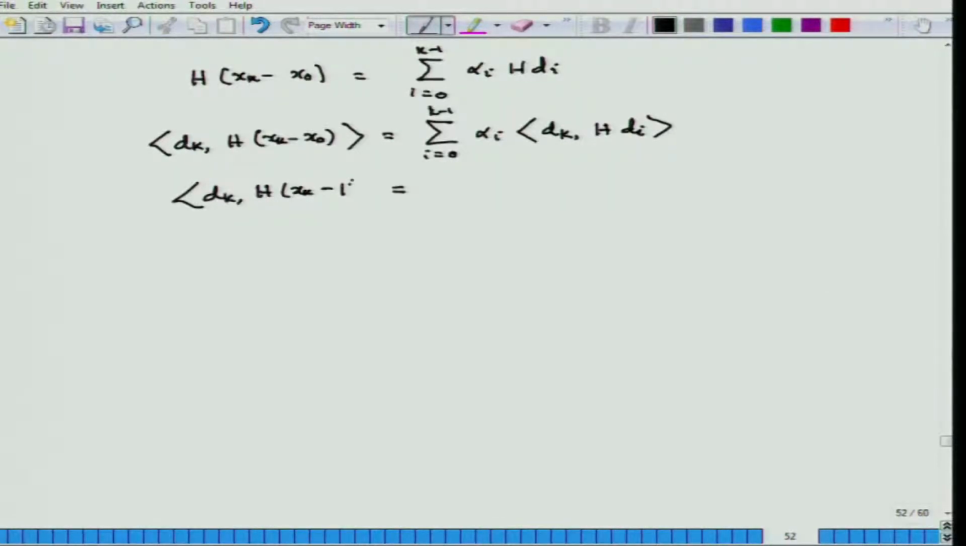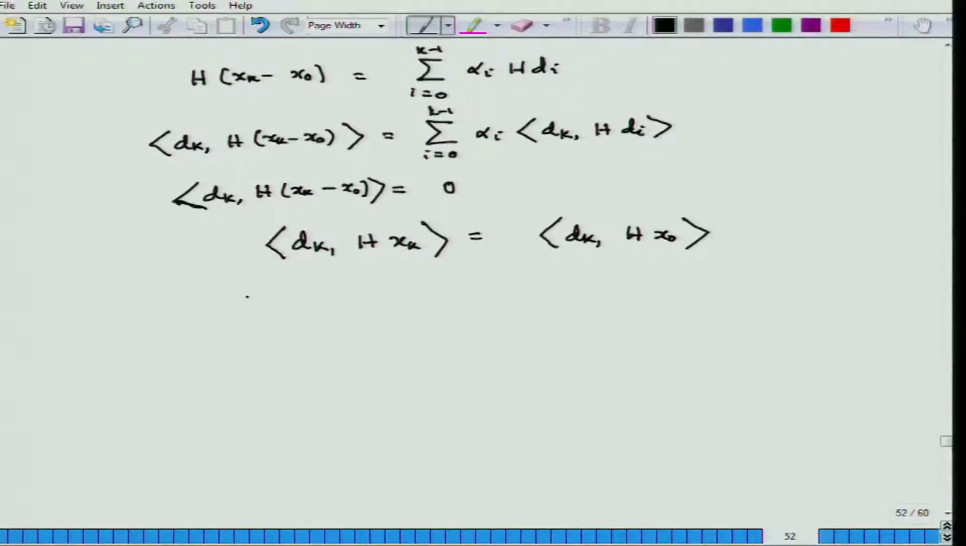Here I have all i from 0 to k minus 1. So, k is not here. For all i from 0 to k minus 1, none of the i's are k. So, this would be all 0. So, this gives me d k h x k is the same as d k h x naught.